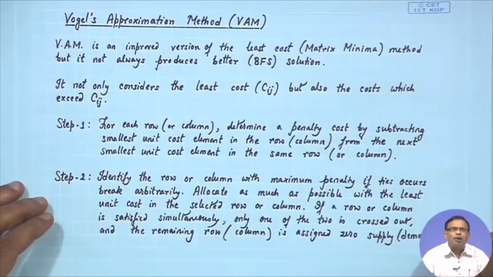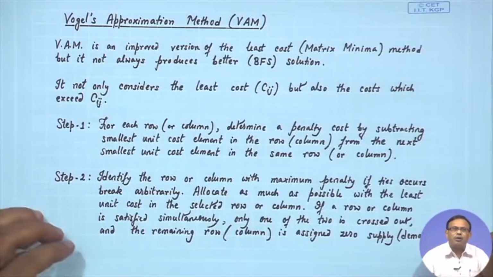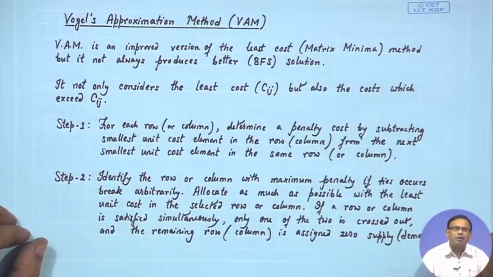In step 1, for each row or column, determine a penalty cost by subtracting the smallest unit cost element in the row or column from the next smallest unit cost element in the same row or column. So, basically for each row or column we are determining a penalty cost by subtracting the smallest unit cost in that row from the next unit cost. We are calculating that.